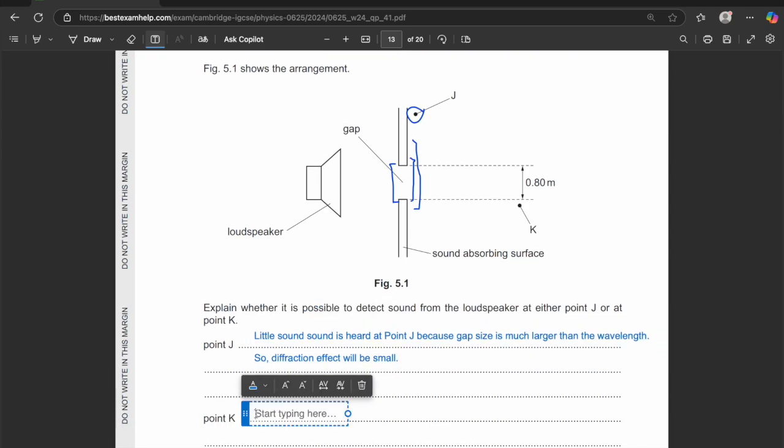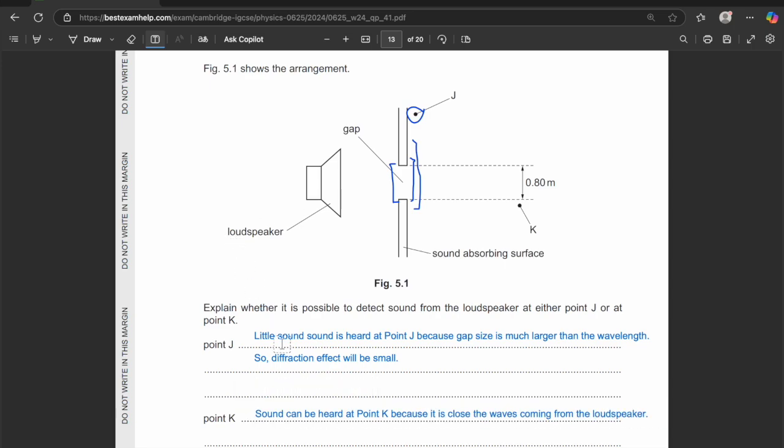But for K, sound can be heard at point K because it is close to the waves coming from the gap, between waves coming from the loudspeaker, so this should be enough.